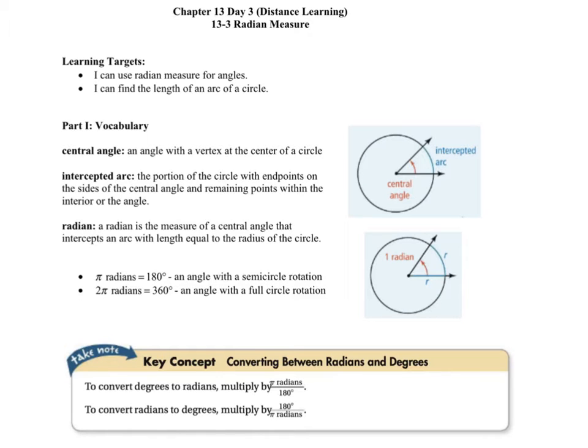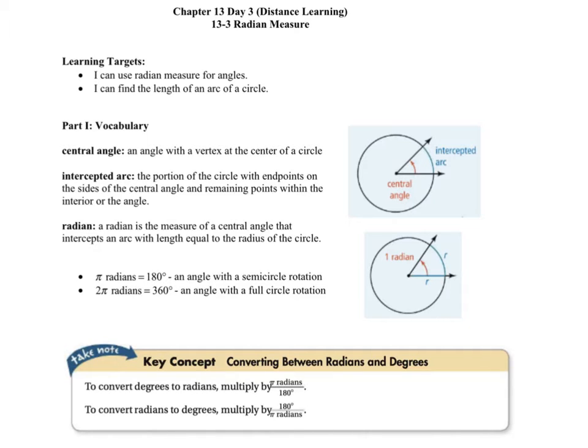In this section, we are going to discuss radian measures for angles. In the last section, we looked at the unit circle in degrees, and now we're going to do radians. Before we get into that, a couple key vocabulary words in this section.